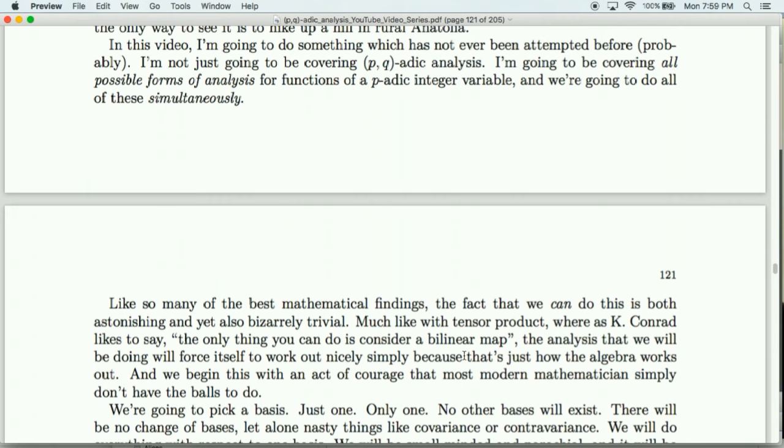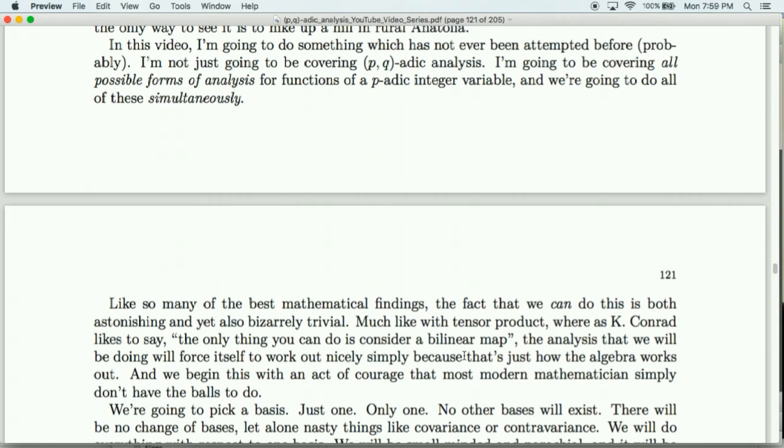Much like with the tensor product, whereas Keith Conrad would like to say the only thing you can do is consider a bilinear map, the analysis that we will be doing will force itself to work out nicely, simply because that's just how the algebra works out.